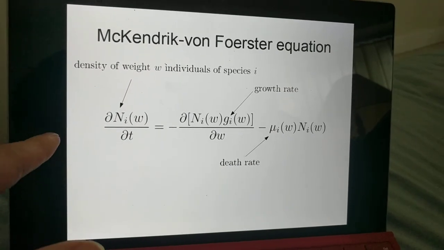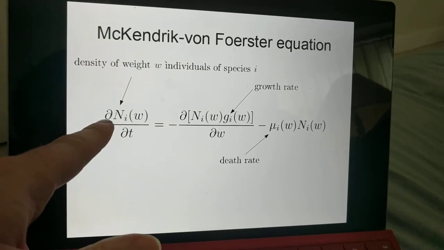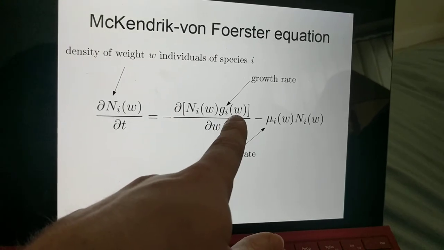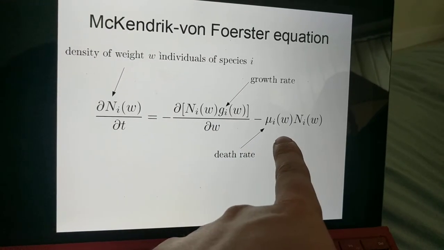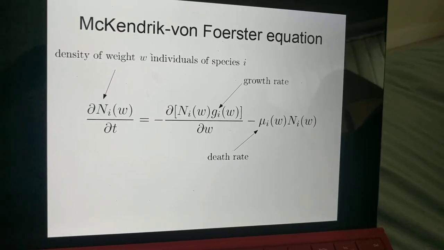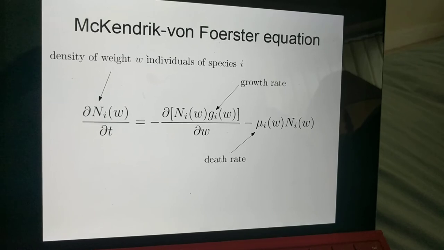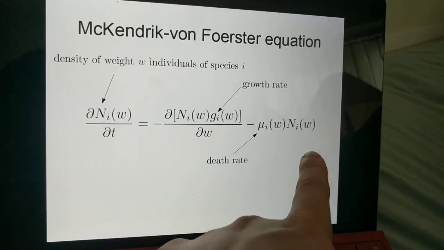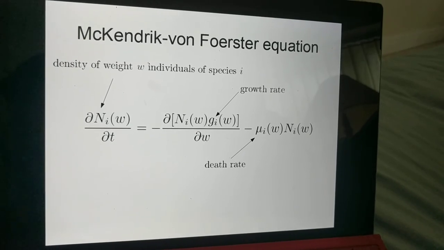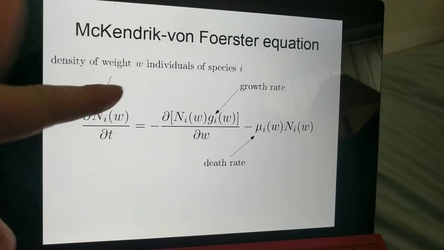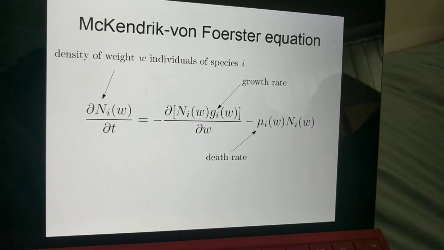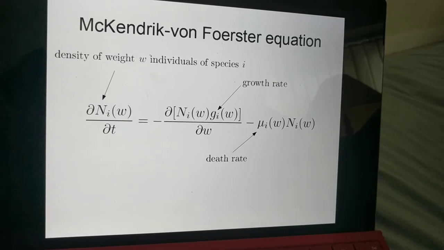It gives us a relationship between the rate of change of abundance with time and the rate of change of abundance with weight, and the growth rate of the organisms and the death rate. So this would be a relatively straightforward math problem if the growth rate and the death rate of particular organisms were already fixed beforehand. But the thing is, we like to make the growth rate depend. So the growth rate for a particular individual depends on how much food there is for that individual to eat.